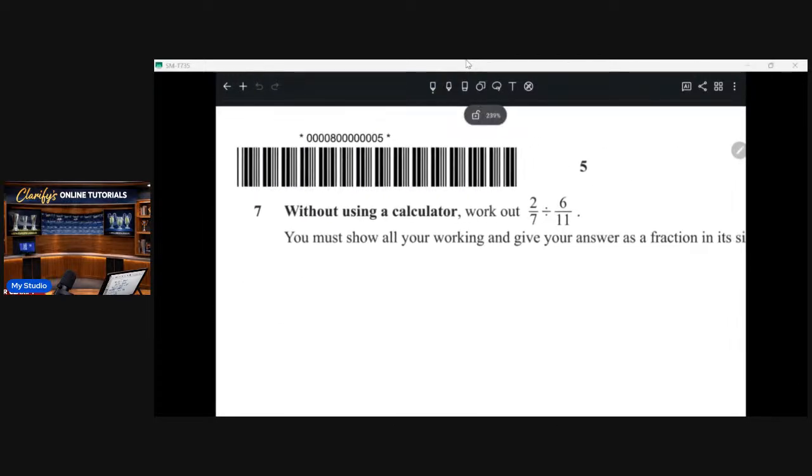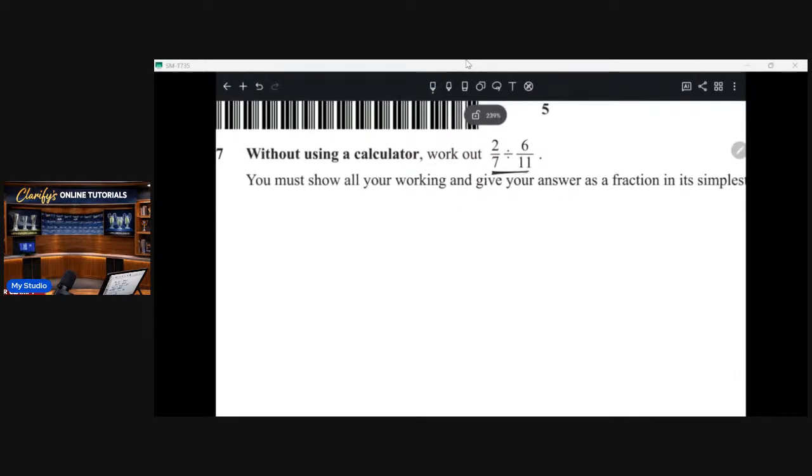Without using a calculator, you must work out this. This is a very common one. 2 over 7 divided by 6 over 11. This is the same as 2 over 7, then we multiply by the flip. That's how you divide fractions: 11 over 6. You multiply by the flip.